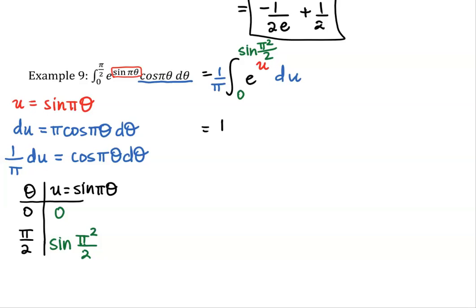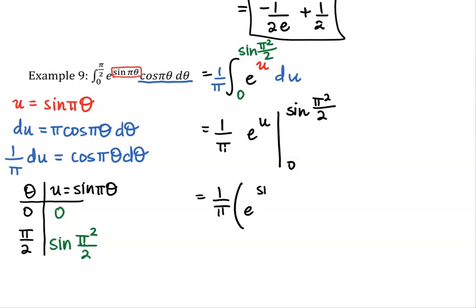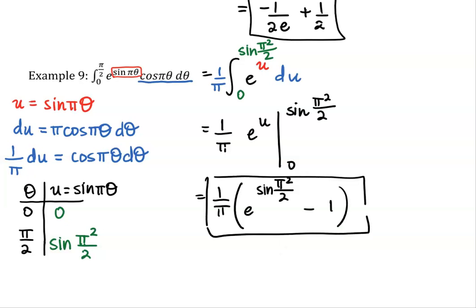So now we're ready to integrate. I'll bring down that coefficient constant of 1 over pi. The integral of e to the u is e to the u, and we will evaluate that from 0 to sine of pi squared over 2. I'll keep the 1 over pi out in front. Fundamental theorem of calculus tells us to plug in our upper limit first. So we have e to the sine of pi squared over 2, and then we are subtracting e to the 0, and e to the 0 is simply 1.